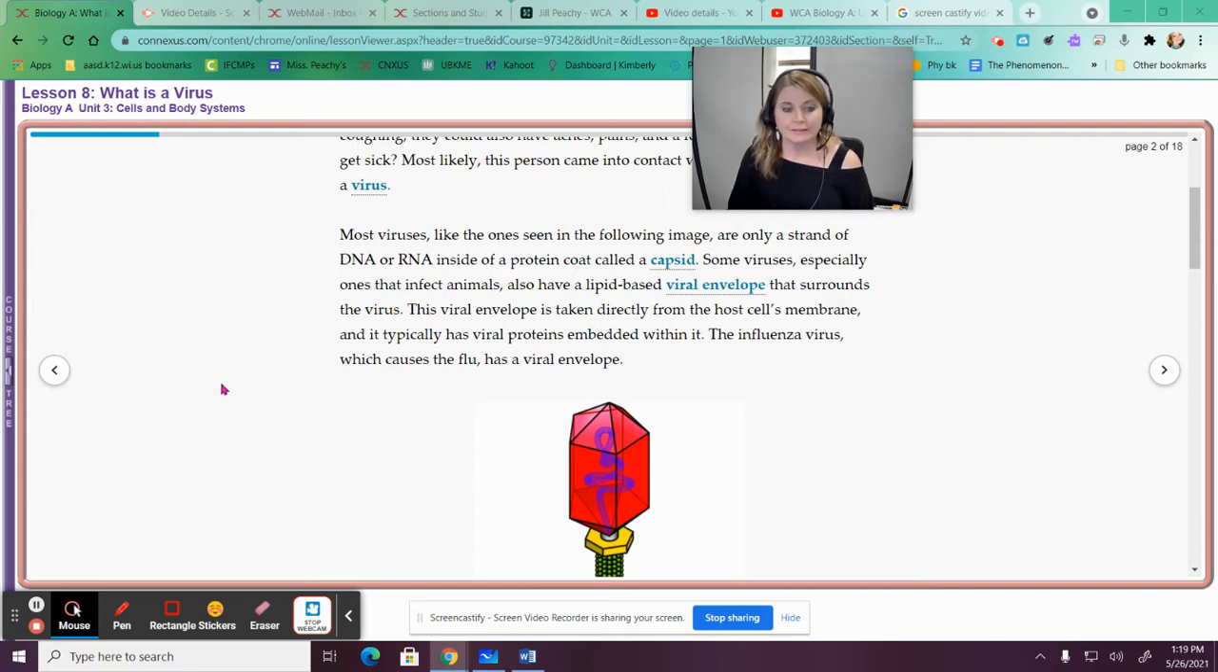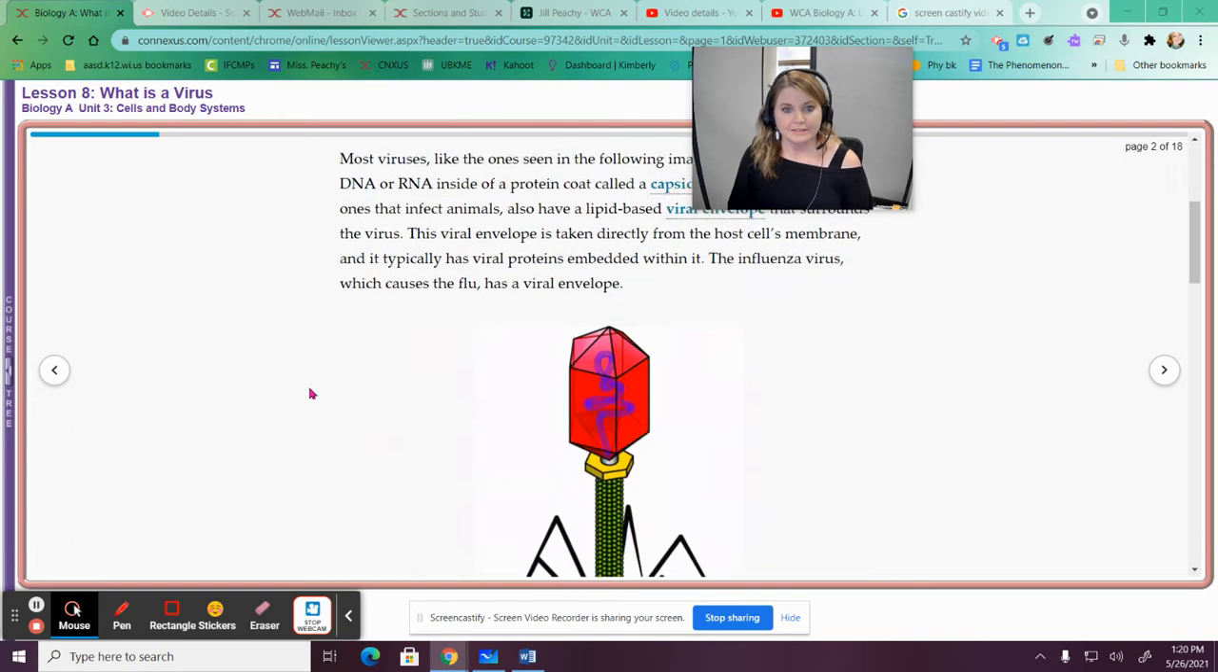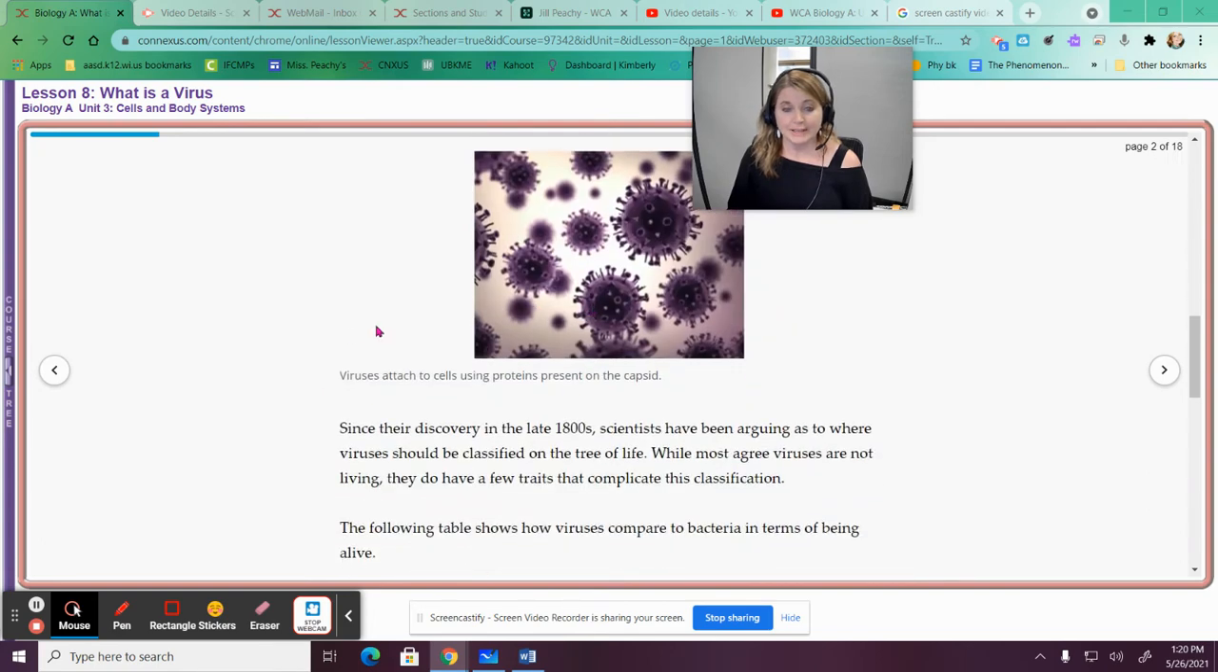It mentions in the reading that influenza has a viral envelope. The picture here showing this virus is a bacteriophage. Bacteriophages are viruses that infect bacteria. So even very small prokaryotic cells can be infected by viruses. I always think this one looks a little bit like a lunar lander or a gross spider of some kind. And this picture looks a heck of a lot like the coronavirus, right? It has all these little things sticking out of it.